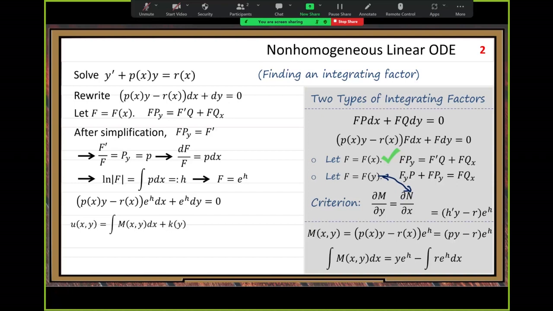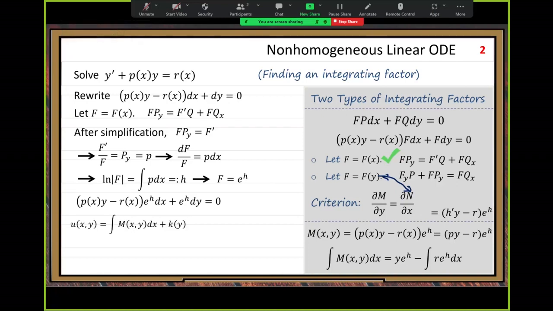Now, for the integral of the m function, there are two terms. So let's split: the integral of the first term and the integral of the second term. For the second term, just write it out. We do not do anything. But can you see that the integral of the first term gives y times e to the h? This is a little harder to see. Let me write a little more detail here.